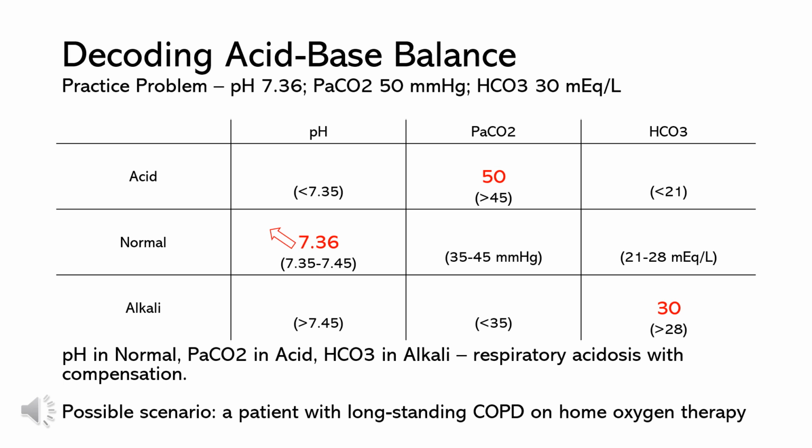What do we have going on here? Well, what we've got is respiratory acidosis, but we have full compensation because everything is balancing out to keep the pH in a normal range, if just barely. So, a possible scenario here is a patient with long-standing COPD on home oxygen therapy.